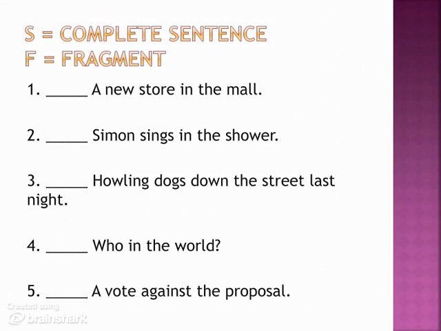Let's see how you did. Remember, you were supposed to put an S if it's a complete sentence and an F if it's a fragment. Number 1, a new store in the mall. This is a fragment. We have the subject store, but we don't have a predicate. Number 2, Simon sings in the shower. This is a complete sentence. We have the subject Simon, and then we have the verb sings.